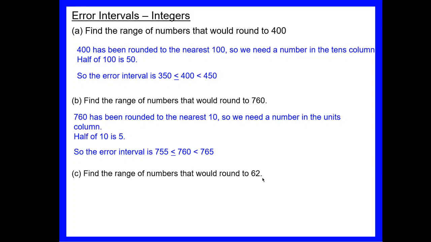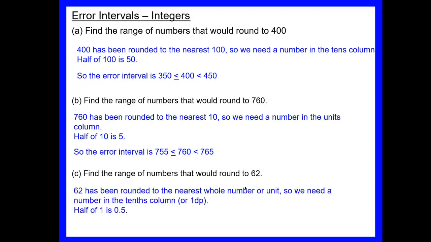All right then, our next one, 62. So 62 has been rounded to the nearest whole number. There are no decimal numbers, so it's been rounded to the nearest whole number. The whole number, remember, is 1 unit. So we need half of that. So we need a number in the tenths column, or 1 decimal place on. Half of 1 is 0.5. So we take off 0.5, we get 61.5. If we add on 0.5, we get 62.5. Please make a note of these examples before you move on.